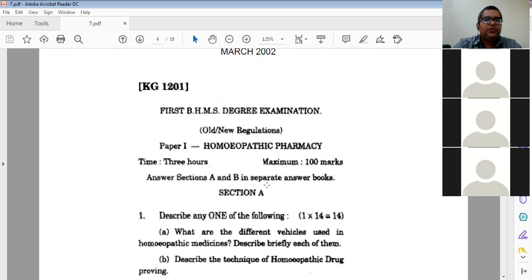Next is page number 4, so that we will see next time. Till here any query? Till page number 4 you have any query? Meaning till page number 3? No.